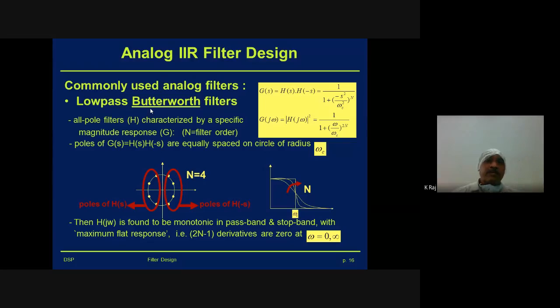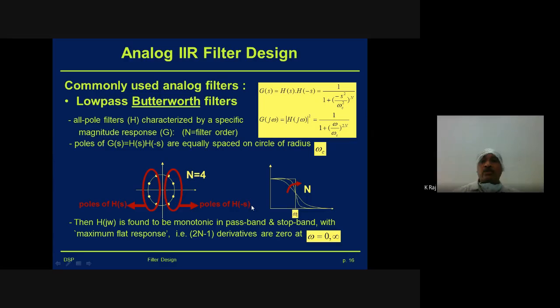Now see here, if we consider the Butterworth approximation, then the Butterworth approximation G(s) is nothing but the multiplication of H(s) by H of minus s, that is, the H(s) square, and this can be written as 1 upon 1 plus (minus s square divided by omega c square) whole power n. Or we can say G(j omega), or the square of H(s) at s equals j omega, will become 1 upon 1 plus (omega by omega c) to the power 2n. Or we can say here the poles of H(s) are lying towards the left side of this circle, and the poles of H of minus s are lying towards the right side of the circle here.